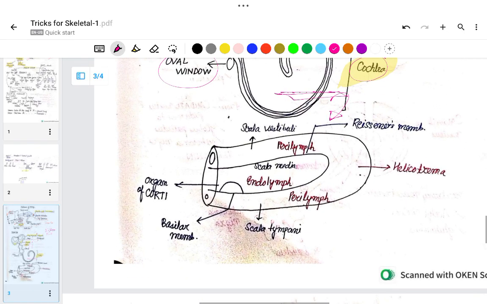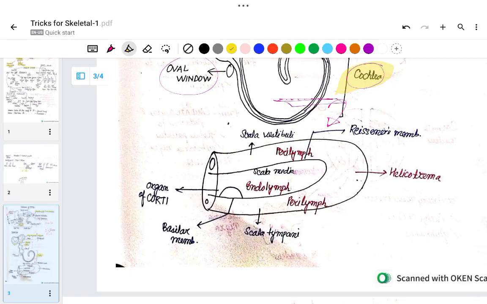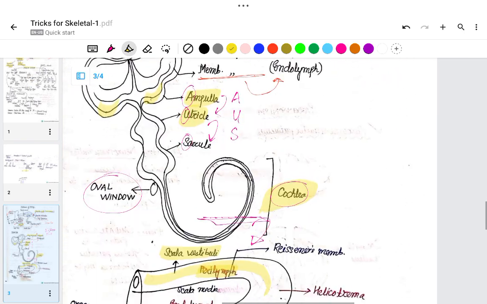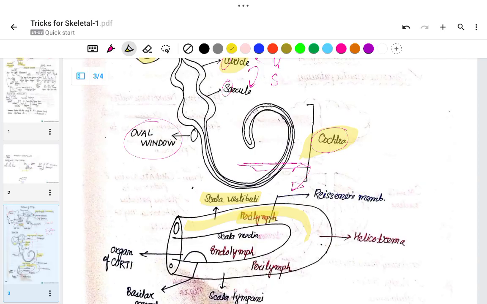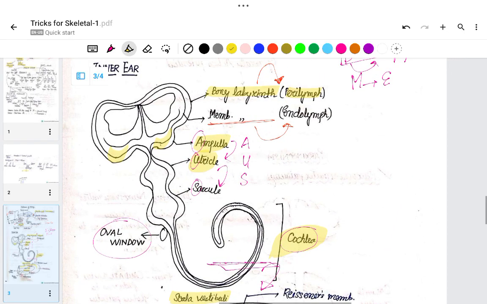So we have three scala. This is the scala vestibuli. Scala vestibuli is the outer part and contains the perilymph. We have also learned that perilymph is contained in the bony labyrinth. The scala media has the endolymph, and we also said the membranous labyrinth contains the endolymph.